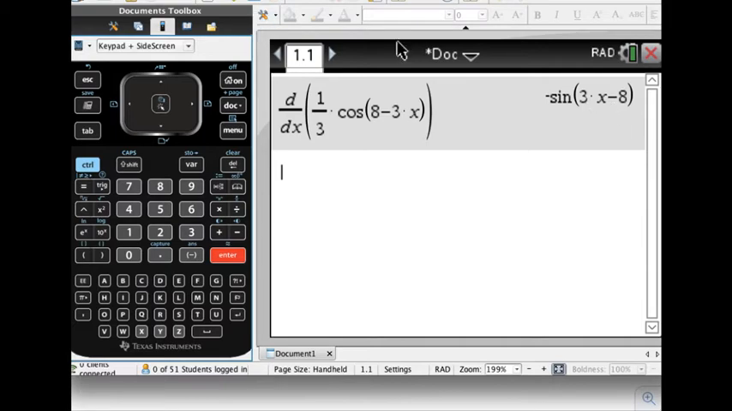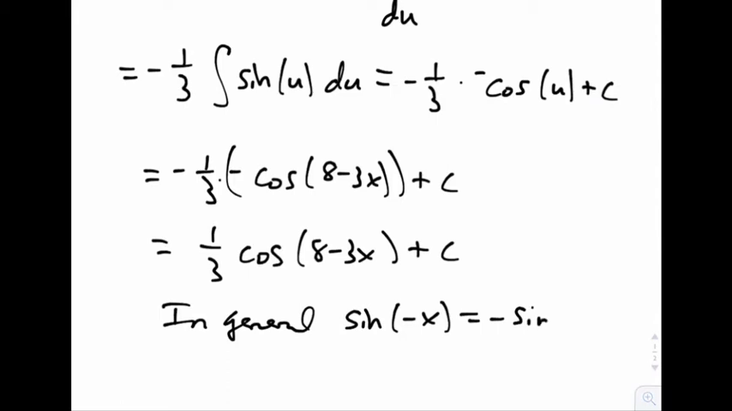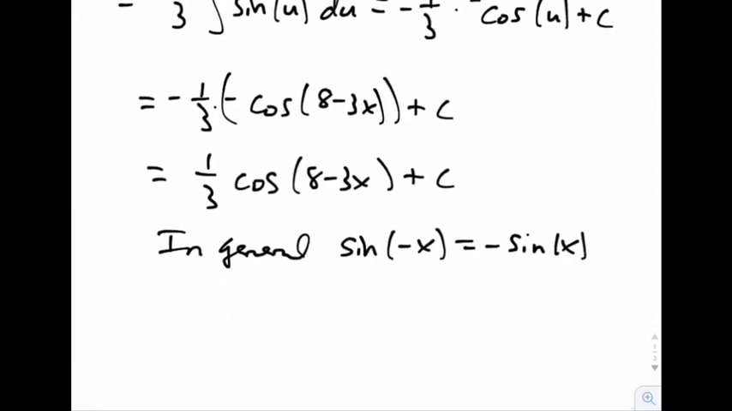And if you recall, in general, sine is an odd function, so the sine of the opposite of x is the same as the opposite of sine of x for all x. Because it's an odd function, it's symmetric about the origin. So in reality, these are equivalent things.